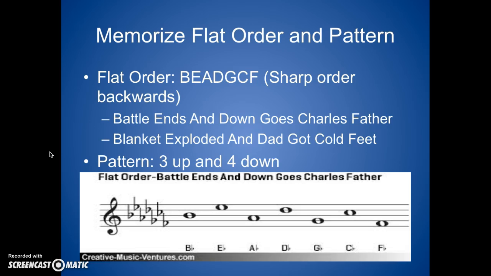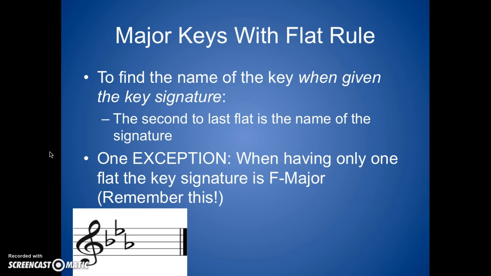And to write the pattern of the order of flats, we go 3 up and 4 down. So starting from B flat, we go up 3, which is E flat, down 4, which is A flat, and so on and so forth in an up-down motion pattern. And just like the sharp rule, there's also a flat rule. And the flat rule is, to identify the key, we have to look at the second to last flat.